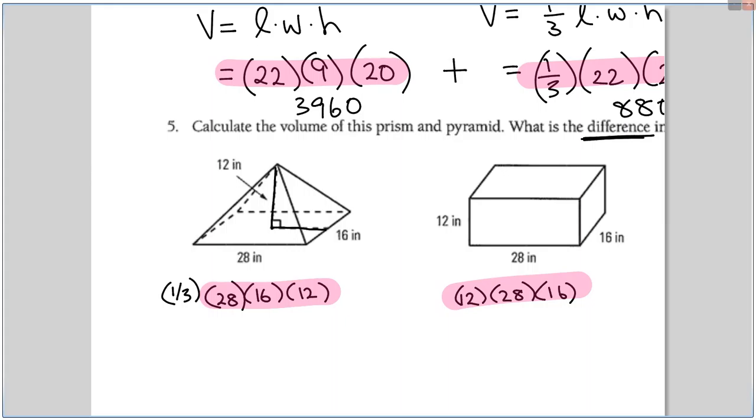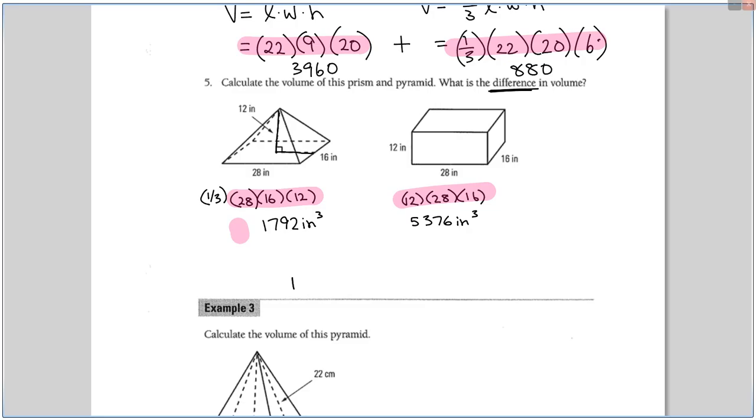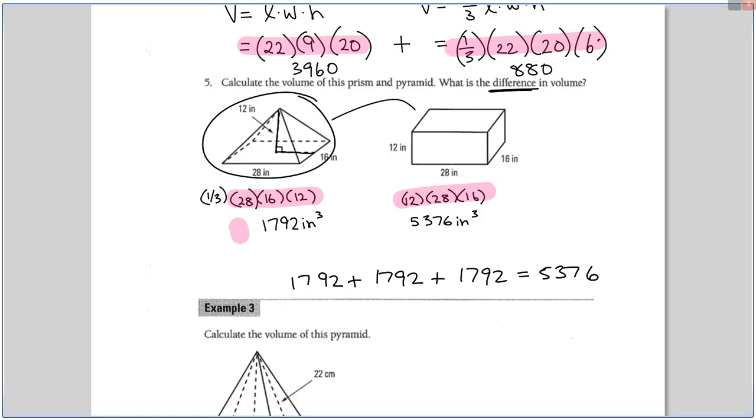28 times 16 times 12. So this one's 1792. This one's 5376. Okay. It takes 3 1792s to make 5376. Okay. So apparently 3 of these could fit inside there. Apparently.